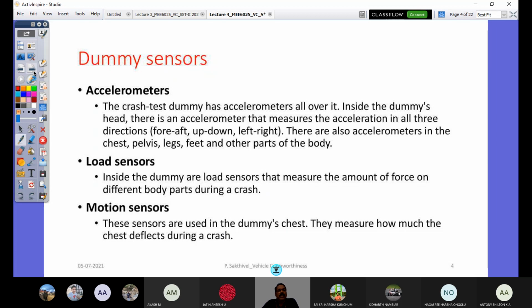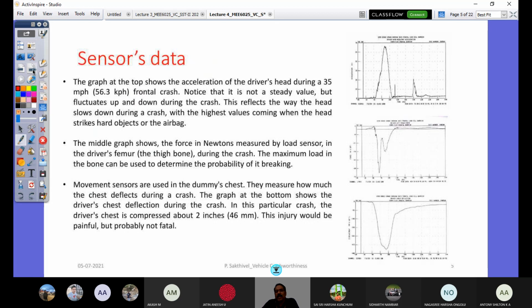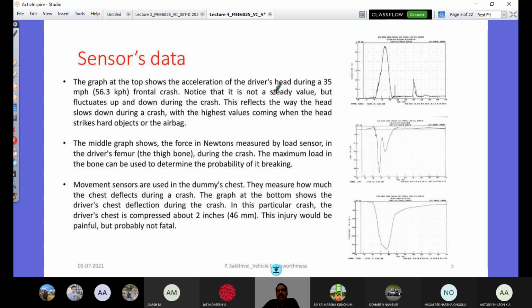If we have to see the measurements of these sensors, they can be seen here on the right. There are three graphs plotted as samples of these three sensor measurements. The graph at the top shows the acceleration of a driver's head during a 35 miles per hour frontal crash. You can notice that it is not a steady value. You can see this fluctuation here, and there is a peak at this particular time.